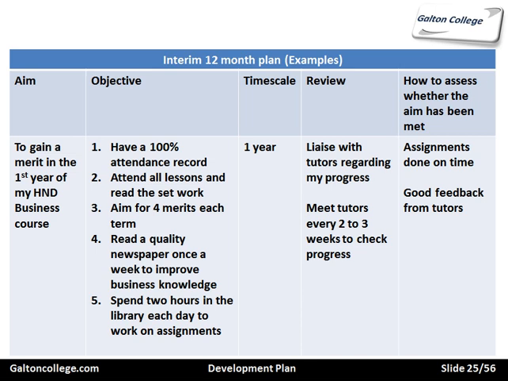And liaise with tutors or with colleagues to see if you're meeting your targets. Organize tutorials if you need to have them. And make sure all the assignments are done on time. Now that could be a good 12-month period for someone doing a H&D course, a Higher National Diploma in Business Studies. That could be a good 12-month plan.